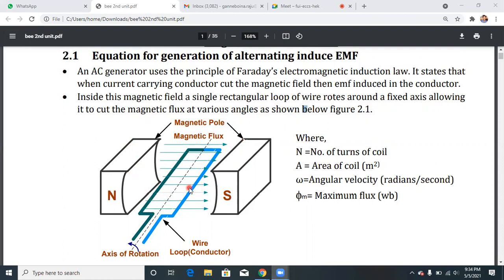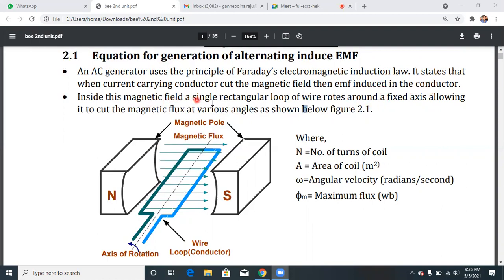The EMF is electromotive force, generally called voltage. The output voltage is called EMF. An AC generator uses the principle of Faraday's law of electromagnetic induction. It states that when a conductor cuts the magnetic field, EMF is induced in the conductor.